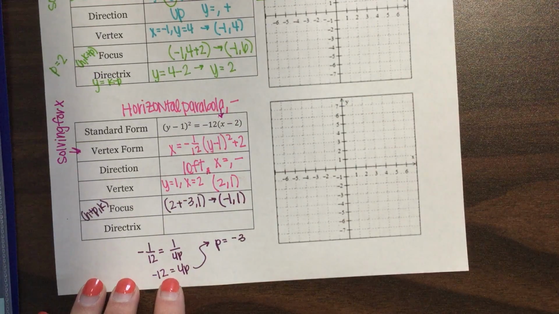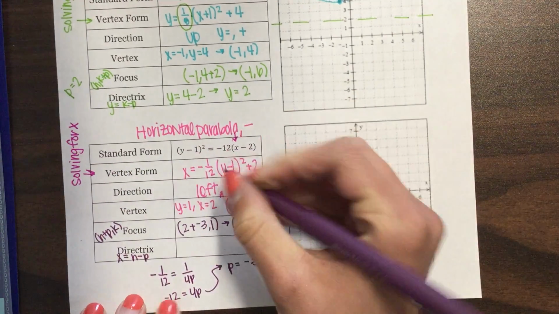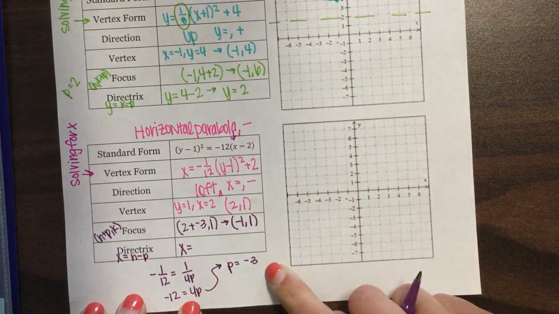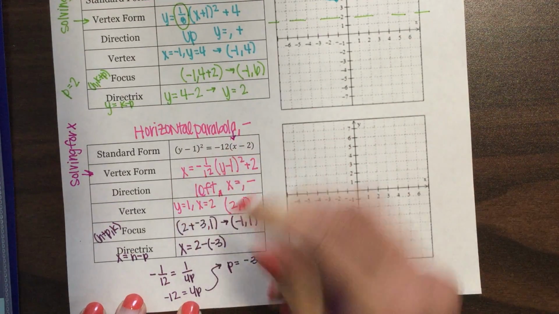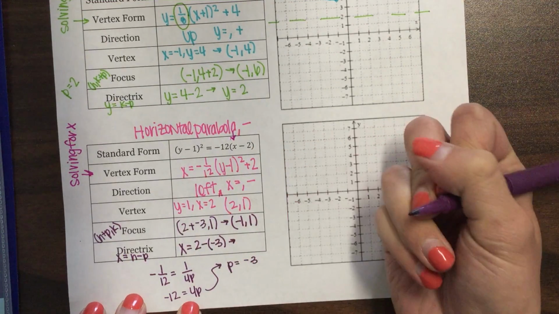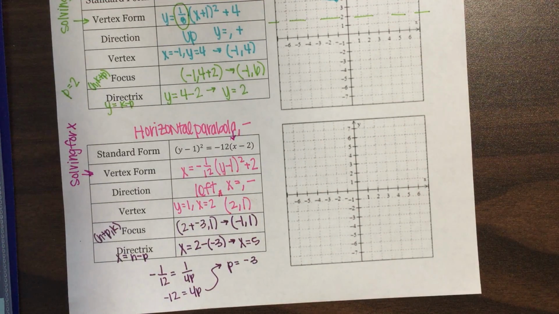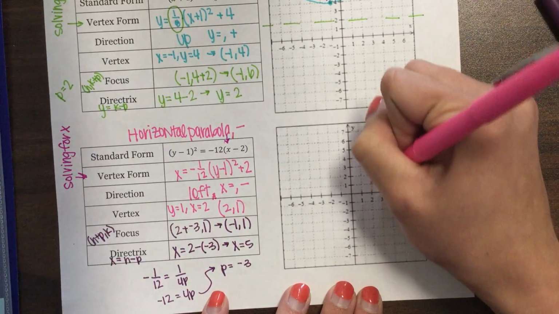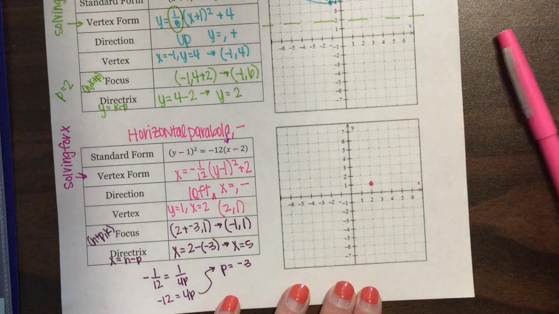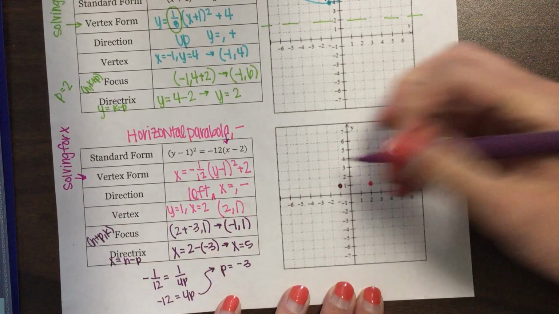Okay. Then the directrix, you can look up here again, is h minus p. So this is x equals h minus p. So that's going to be x equals h, which is 2, 2 minus negative 3. When you subtract a negative, that's addition, so that's x equals 5. And now I'm just going to graph all of this. So I always start with graphing my vertex. So my vertex is 2, 1. Then my focus is negative 1, 1. And then my directrix is x equals 5.